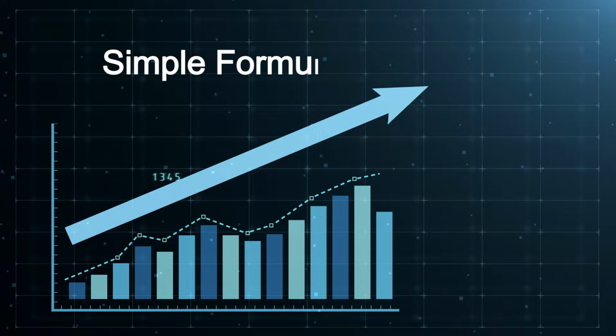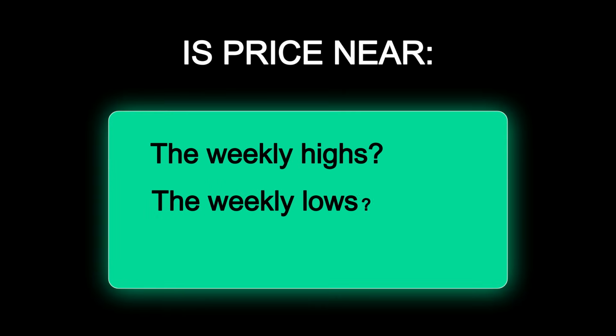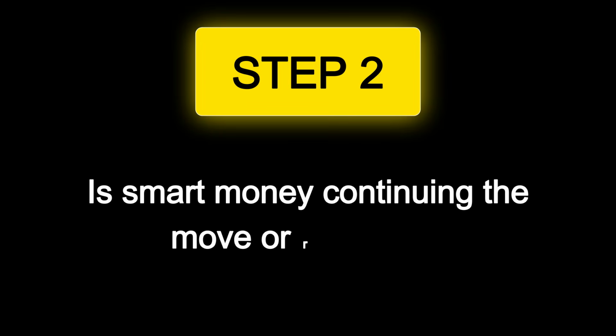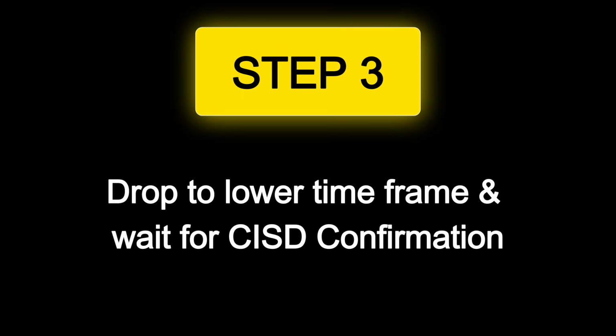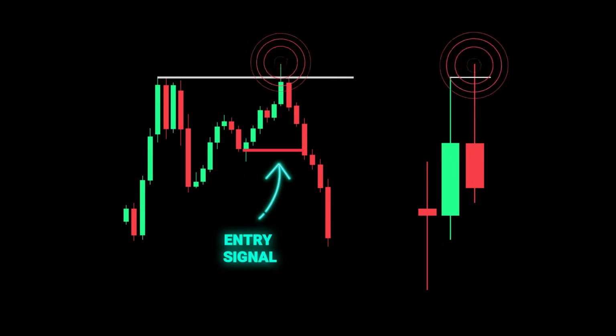Here's the simple formula for this model. Step number 1, look at the current weekly candle position. Is price near the weekly highs, the weekly lows, or the middle of the range? Step number 2, ask a simple question. Is smart money likely continuing the move or trapping traders for a reversal? And step number 3, then you drop to your lower time frame and wait for CISD confirmation. Once that happens, the entry becomes extremely clear.